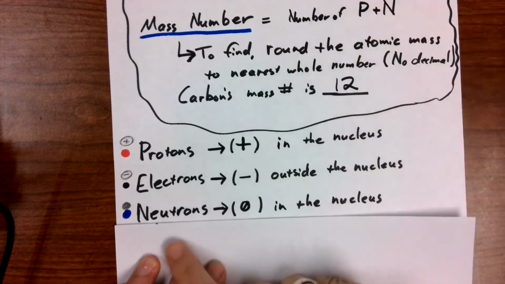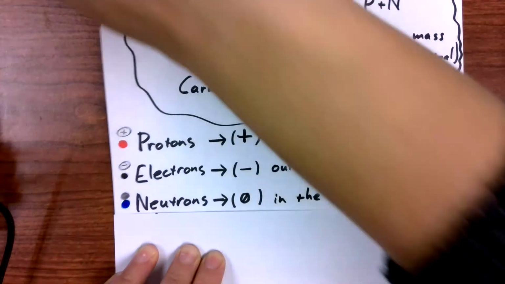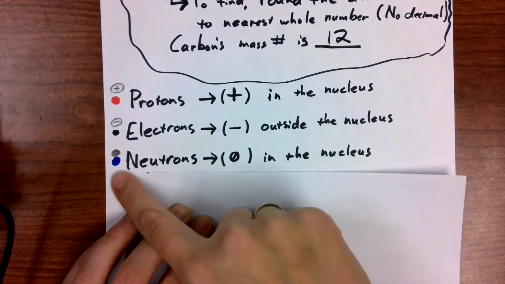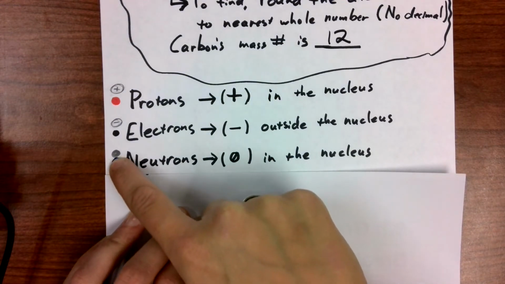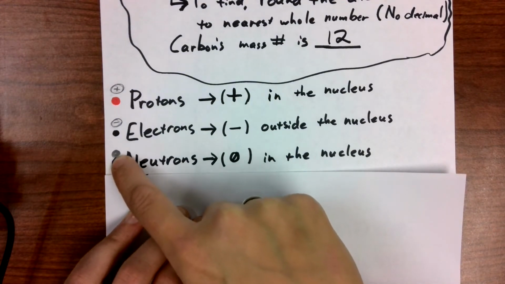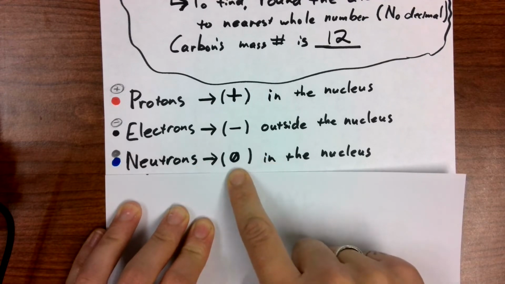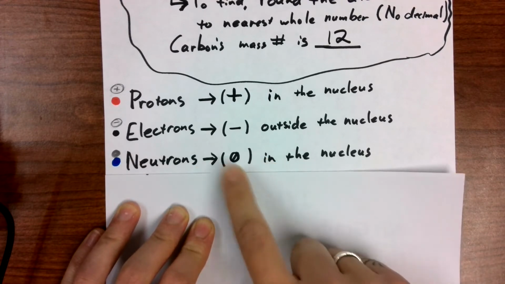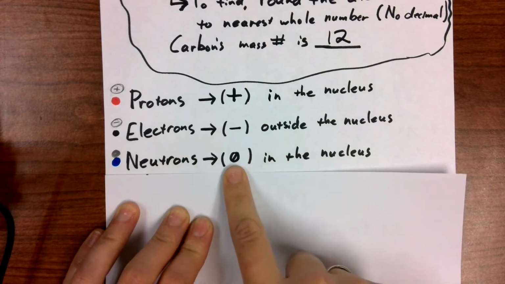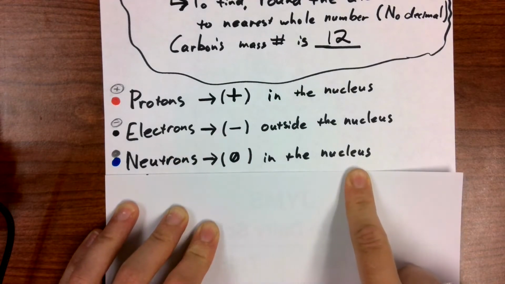And then finally, we have neutrons. I am using the color blue to represent them here, or just a solid filled-in pencil circle will work as well. Neutrons have no charge, and they are in the nucleus. They are neutral. Neutrons are neutral, and they are in the nucleus.